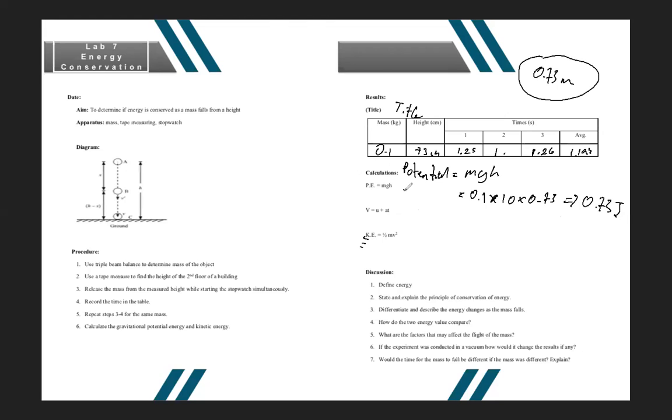Now, in order for us to calculate the kinetic energy, you will need your velocity. So kinetic energy is half mv squared. In order for us to find the velocity, we'd use this equation here: V is equal to U plus AT. Now, we want to find the final velocity. U is our initial velocity.